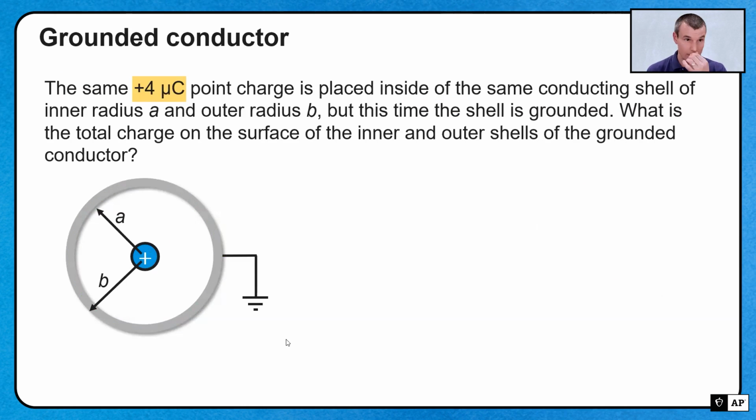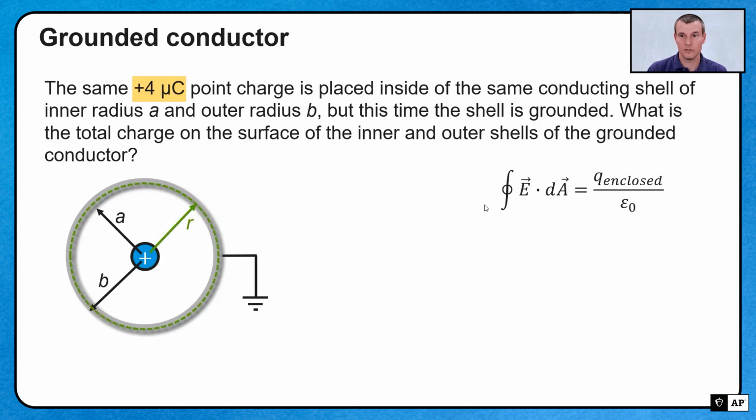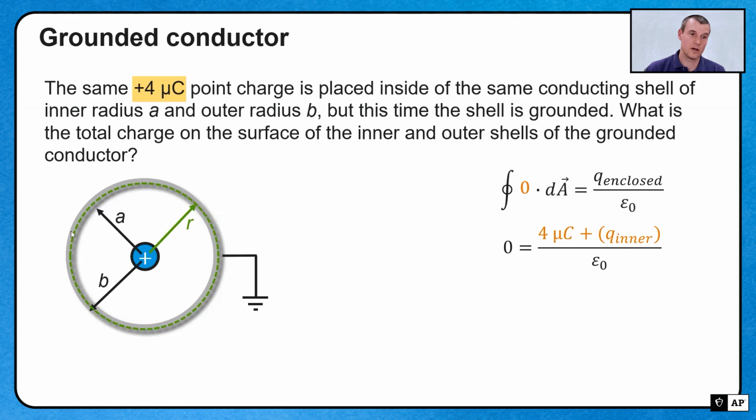So now let's look at this grounded conductor. We have the exact same setup, but now I've grounded this outer shell. And this time I want to know what the total charge on the surface of the inner and outer shells is going to be. Well, if I look at the inner shell, this has to be 0. Why does it have to end up being 0 E field enclosed? Because I'm inside of the conductor just like before. Well, if the inside is 4, and I'm trying to solve for what's on the inside surface of the shell, it's going to cancel out to make it so the inner surface has a charge of -4 microcoulombs on it.